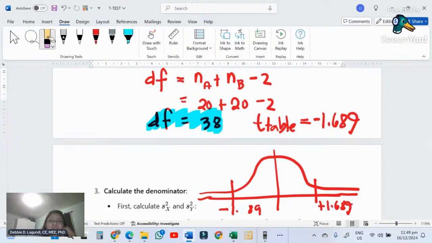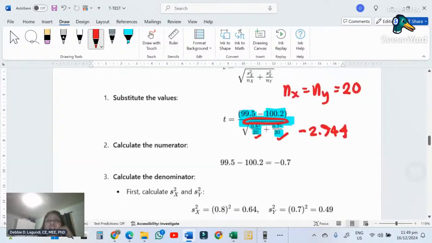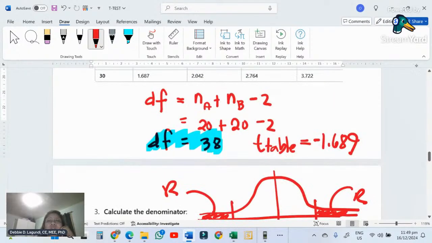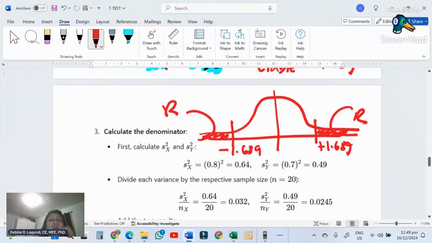Let me just rub that off. Okay, here is the rejection region. This is the R. This is the R. And our value is, what did I get for T? My T is negative 2.944. So negative 2.944 is over here. There you go. What does it mean? You are in the rejection area. Therefore, reject H0 here.